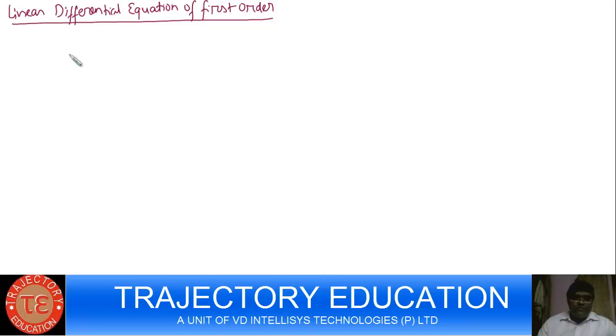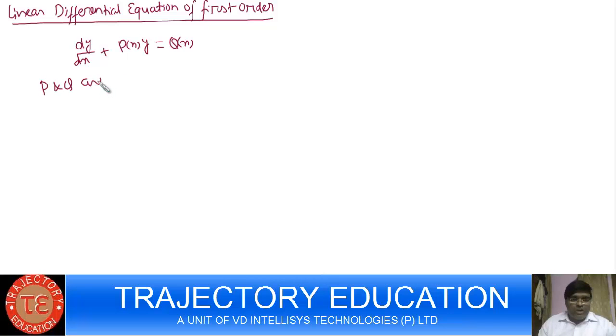Now we will consider linear differential equation of first order. What is linear differential equation of first order? See, the differential equation of the form P dy by dx + P(x) y = Q(x). Linear differential equation of this format is called linear differential equation of first order.